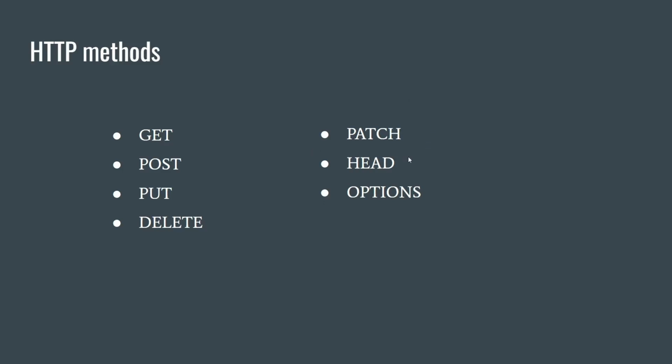Head is very similar to get, but instead of actually getting the resources, we're using head to check availability and to get some kind of metadata. In the end, there is options, which helps us to identify methods that are supported by our server.